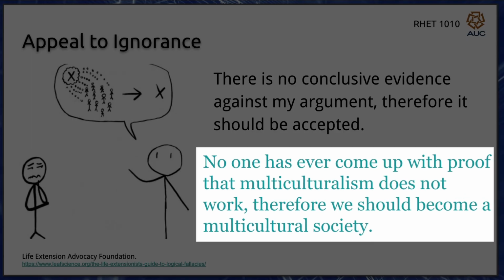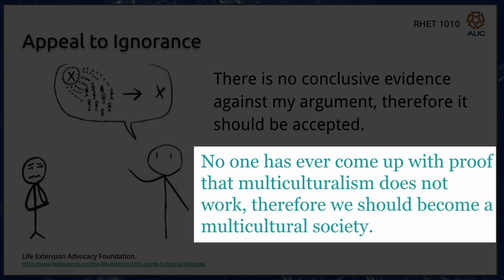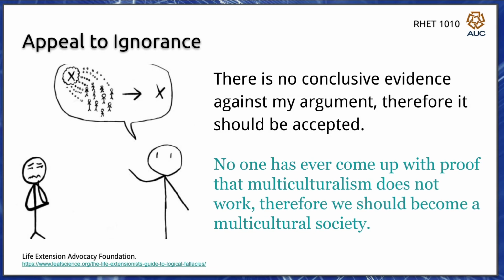Here we go. No one has ever come up with proof that multiculturalism does not work. Therefore, we should become a multicultural society. Well, is multiculturalism something you can prove doesn't work? Or is it one of those complex issues that you have to really weigh lots of evidence on both sides? And maybe at that point you would have a viable argument. But simply to say that nobody's proven it wrong, therefore we should become a multicultural society, that's really not logical. As much as I like multicultural societies, I can't really say that that's a logical argument in favor of it.